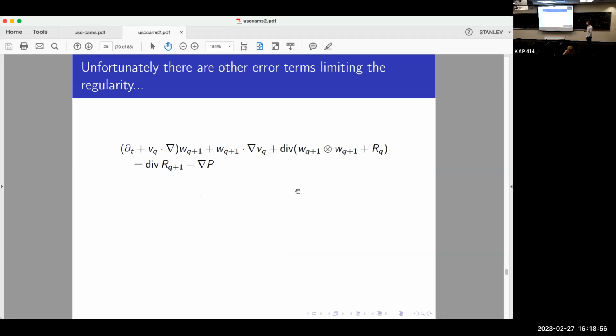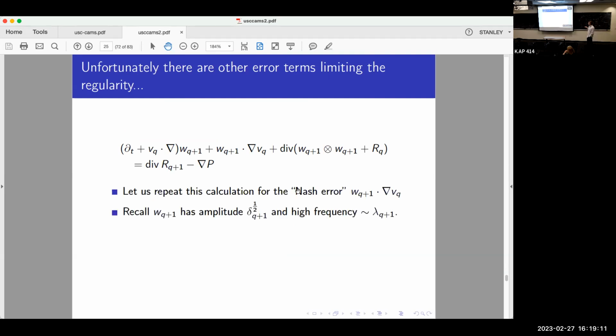Unfortunately, for the linear terms, things are not so smooth. So I'm going to focus on this term, which people call the Nash error, because it did appear in Nash's proof of the isometric embedding theorem, a similar error term. So how do we deal with this term?